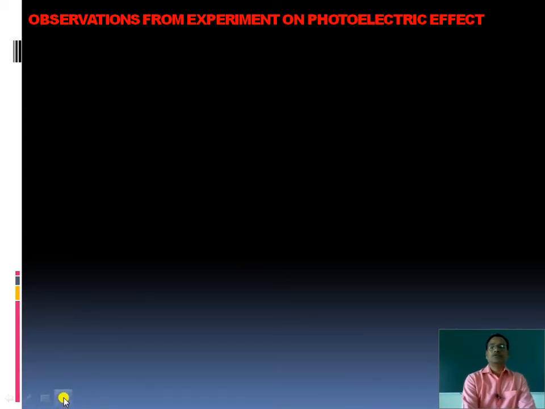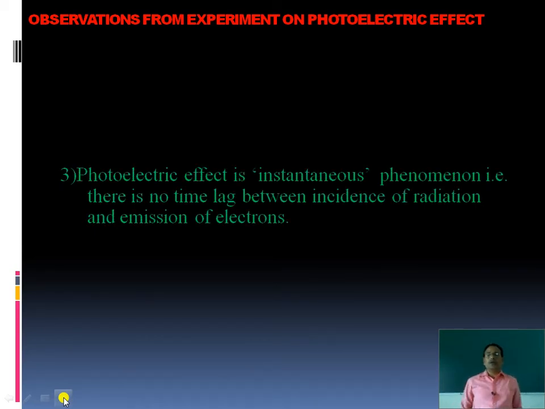Now see your third observation. The photoelectric effect is an instantaneous phenomenon. It is also a very important observation from the study of the photoelectric effect. There is no time lag between incidence of radiation and emission of electron. What does it mean? As radiation is incident on this emitter plate, the photoelectrons are emitted. Suppose this is a photon, this photon is incident on the metal plate.